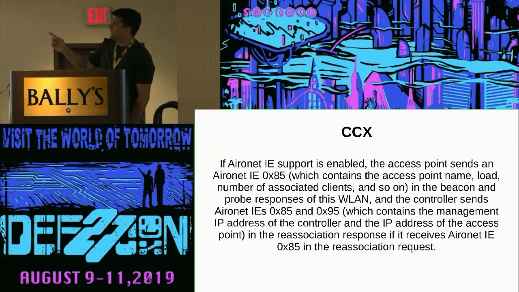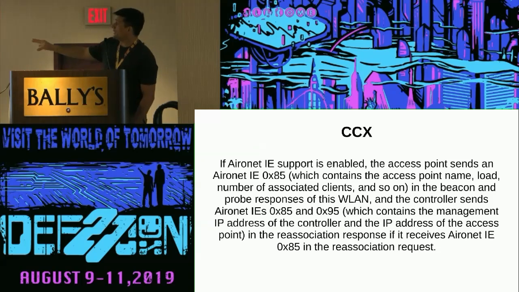And the information element that is a portion of the beacon frame, the tag that is with the number 85 in hex, contains the access point name that is internal for the network administration, the load of the access point, the number of associated clients, and so on. I'm not sure what "so on" is, but apparently it's also giving more information.